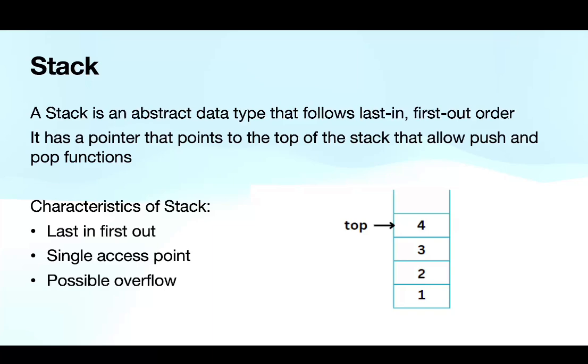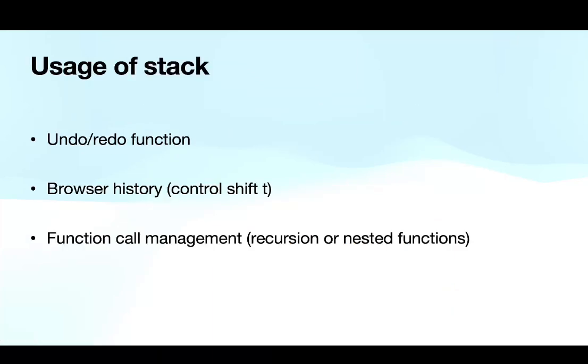So what does last in, first out mean? We have the picture here. For example, we add the number 5 to the stack, it will be here. And this is last in. When we try to access, we will access the last in element, which is the 5. We can do stuff with that. We can pop it, or we can access that number. So that means it's last in, first out. And it has only a single access point, meaning we can only access it with the pointer to the top, and there's possible overflow.